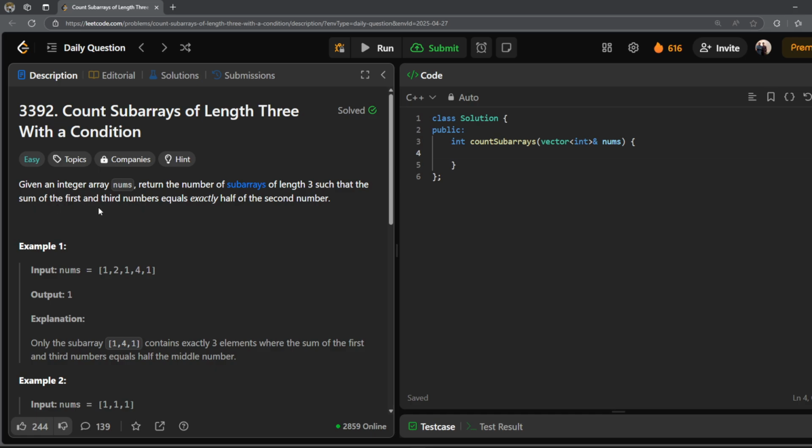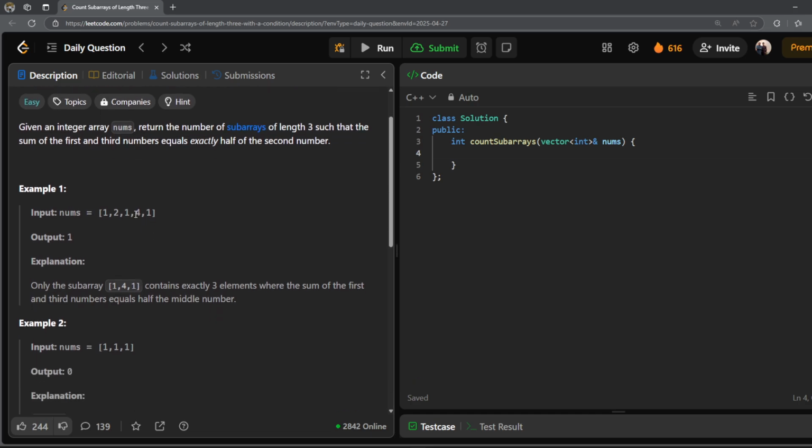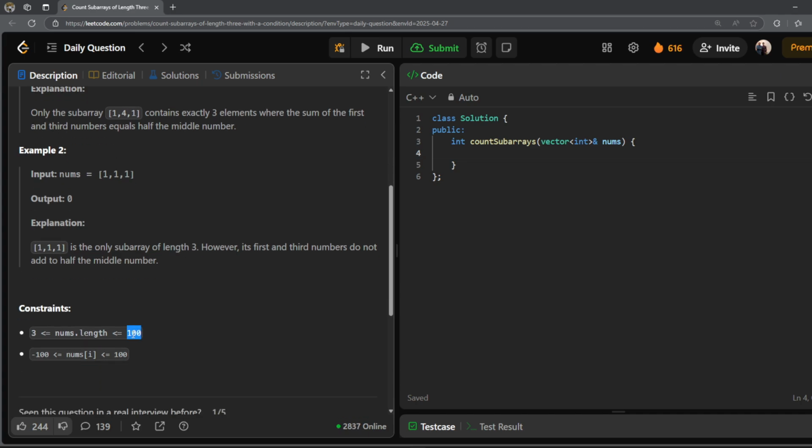The sum of the first and third numbers in a subarray of length 3 equals exactly half of the second number. For example, 1 plus 1 is 2, which is exactly half of the second number, which is 4, right? And if you look at the constraints, they are very low. So a brute force solution is 100% going to pass over here, isn't it?